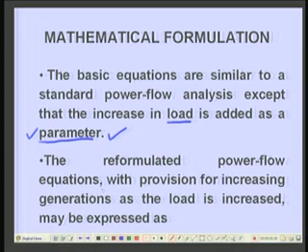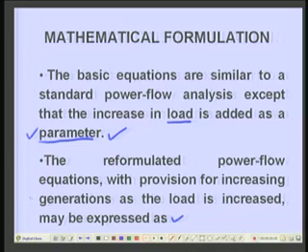The reformulated power flow equations with provision of increasing generations as the load is increased may be expressed as follows. Now, the point here is that in any system, when I increase the load, I may have to increase the generations also, so that the load-generation match is achieved. Therefore, whenever you increase the load in a particular fashion, you have to increase the generations also. That is what it says here: you reformulate the power flow equations with provision of increasing generations as the load is increased.